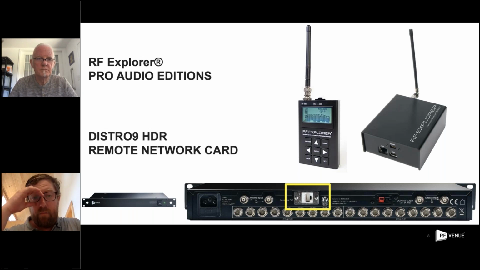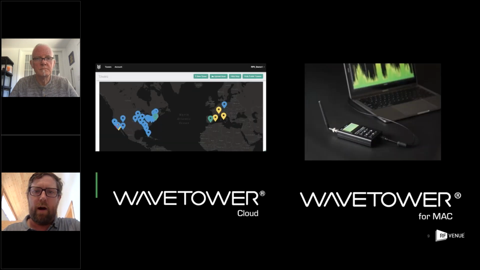We're starting to embark on taking those spectrum analysis capabilities from standalone spectrum analyzer products like a handheld analyzer or a remote analyzer, and starting to bake them into other products. So our Distro 9 HDR is a 9-channel antenna distribution system for wireless mics. It now has a remote network card that you can have built on it, so that you can add this capability directly into your rack. Instead of having a separate tool, it's built into the existing infrastructure that you need to run your wireless system.